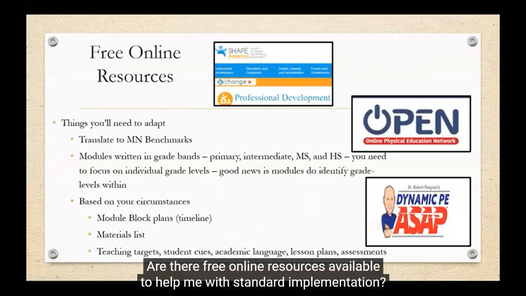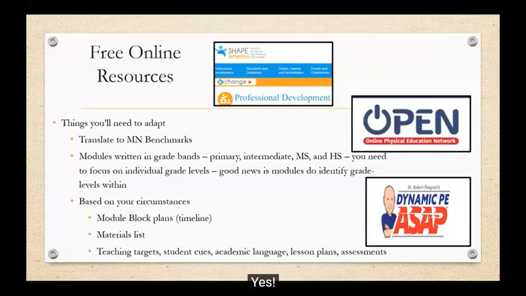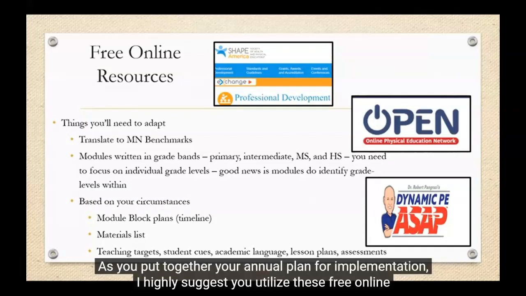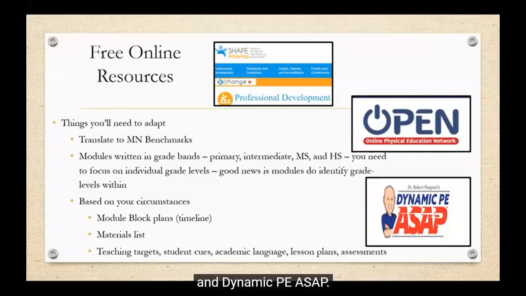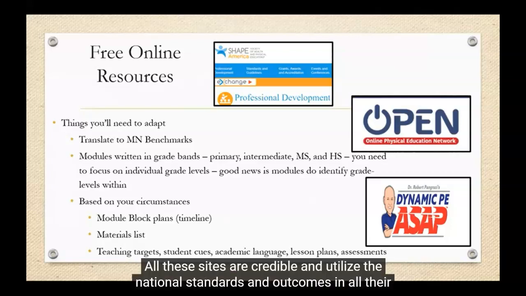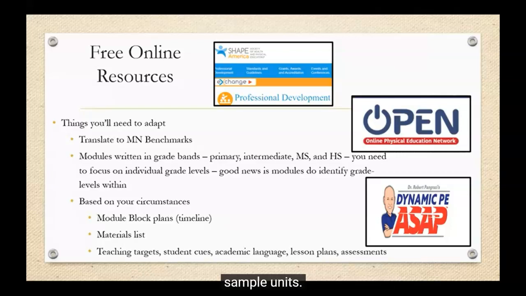Are there free online resources available to help with standard implementation? Yes. As you put together your annual plan for implementation, I highly suggest you utilize these free online resources: SHAPE America Professional Development, the Online Physical Education Network, or OPEN, and Dynamic PE ASAP. All these sites are credible and utilize the national standards and outcomes in all their sample units.